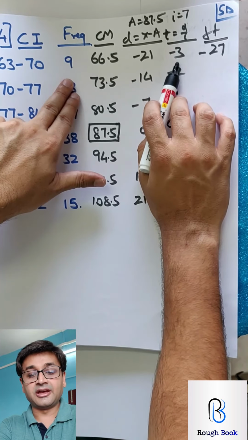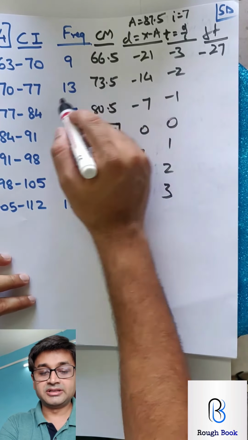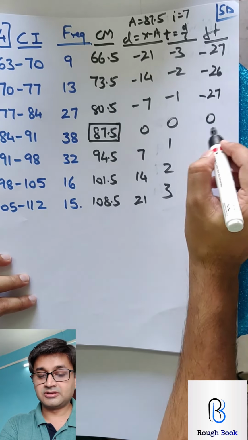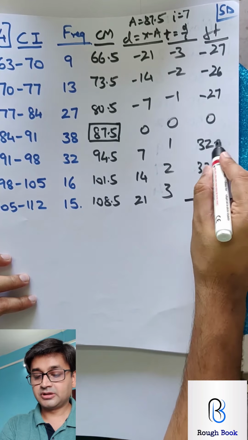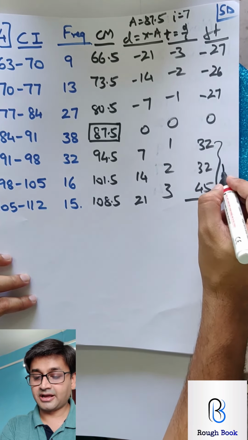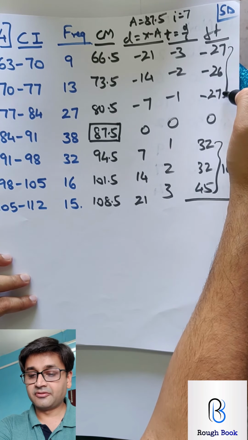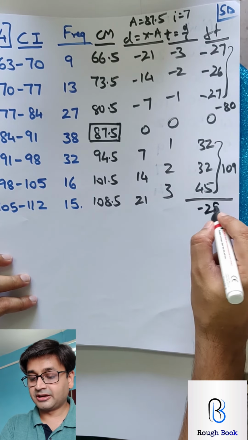Now here while taking FT, remember these two columns. Don't multiply these two or these two. You will mess up. A lot of children take these two or these two. You got to take these two. So minus 27, minus 26, again minus 27, 0, 32, 32 and 45. So let's add: 40, 60, 70, 100, 109. 20, 40, 60, 74, 80. So negative 80. So the difference should be negative 29.